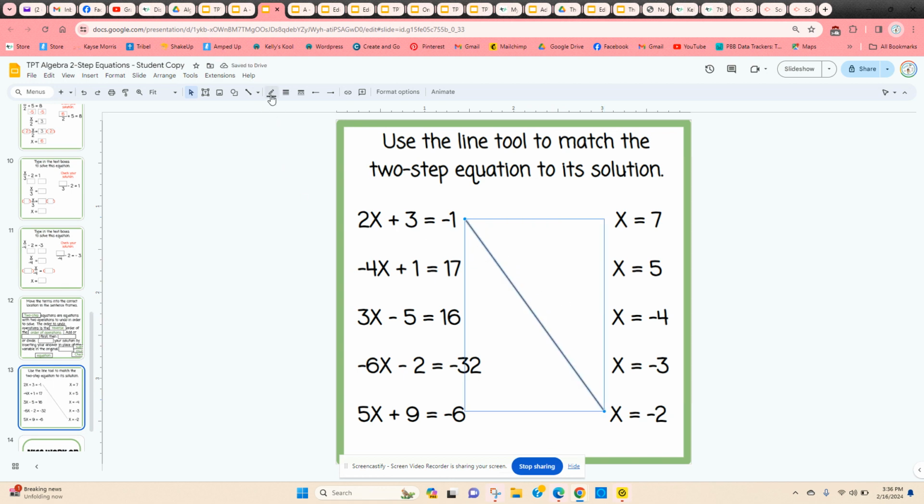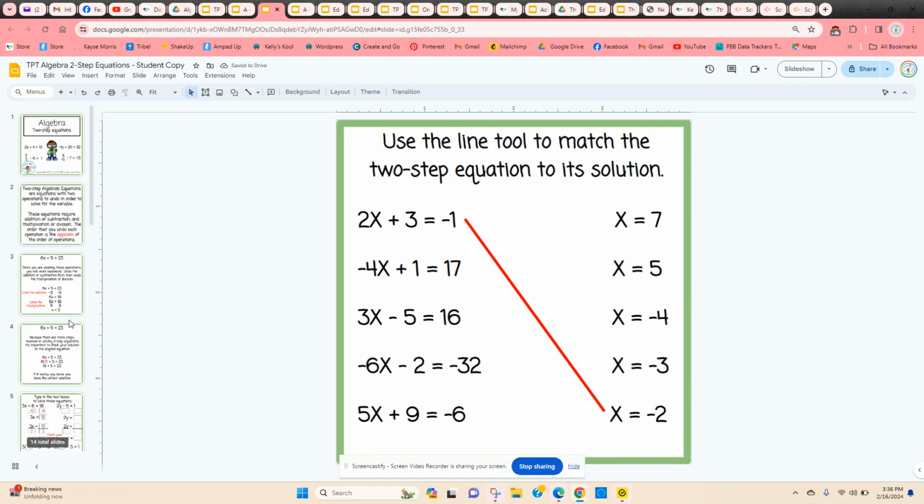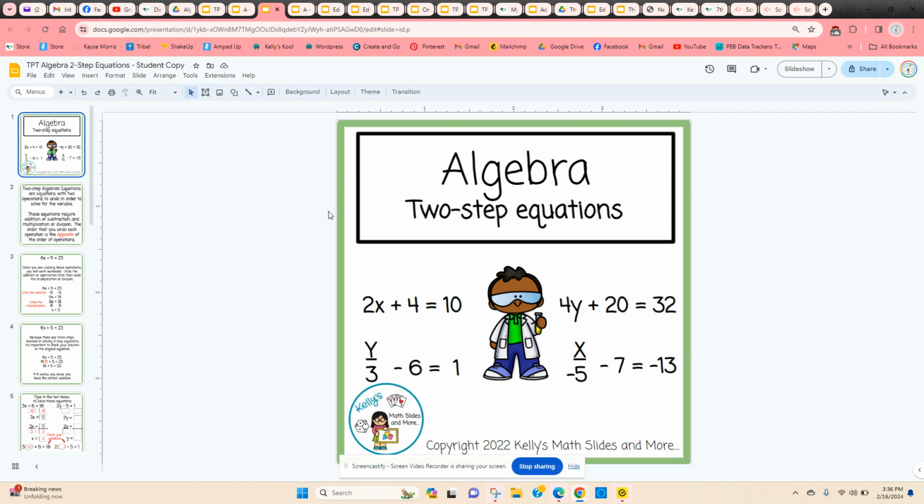Now they can change the color of the line. They can change the thickness, so they can play around with that. And they're going to connect each of these. So that is a complete lesson on two-step equations, digital.